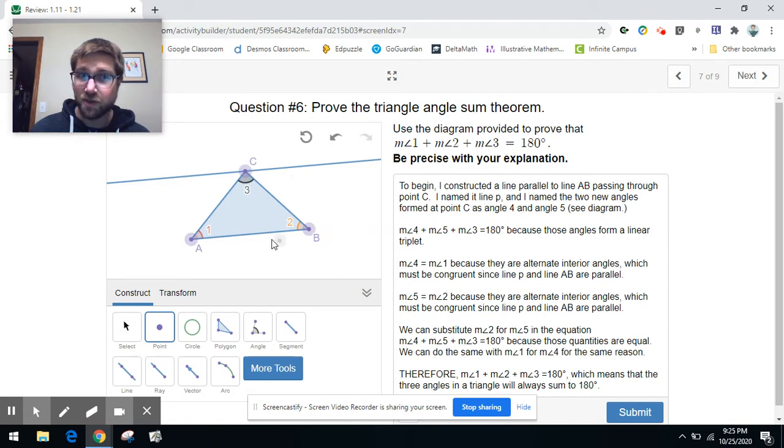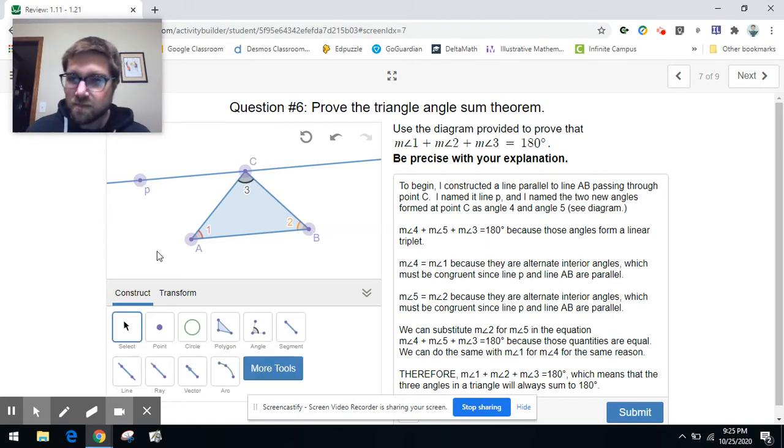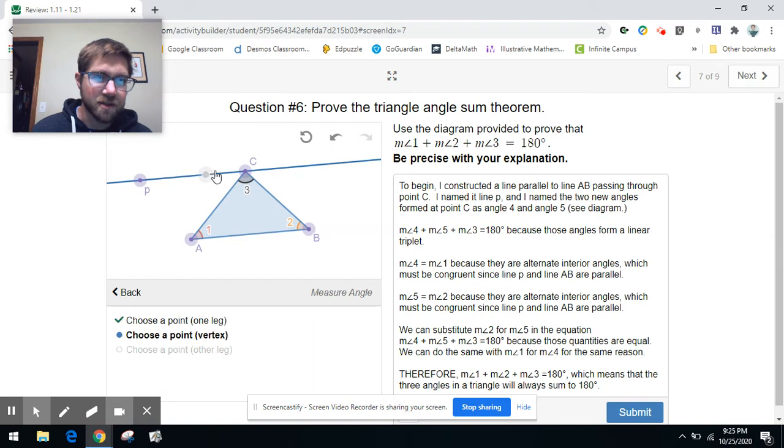Okay, just make sure that if you're going to talk about something in your write-up, that you actually label it in your picture. I named this line P, so this is line P now. And I named the two angles formed at C. Those are these angles right here. That's going to be angle 4, and this is going to be angle 5.